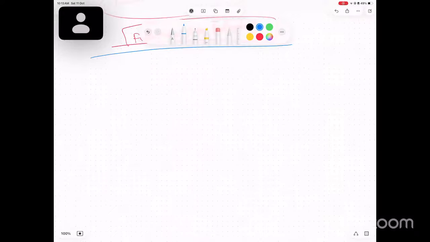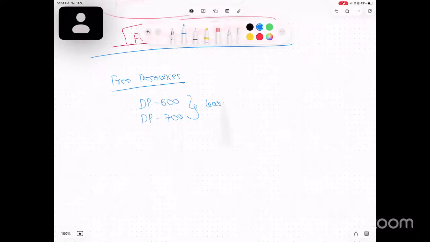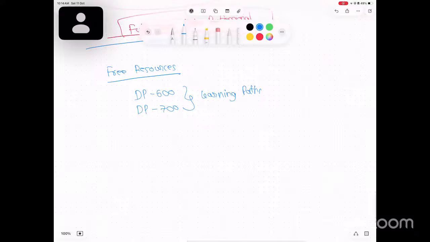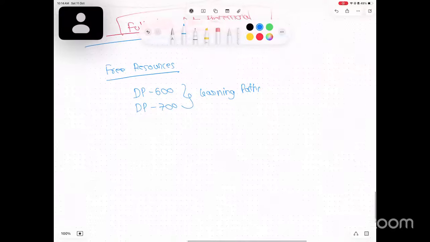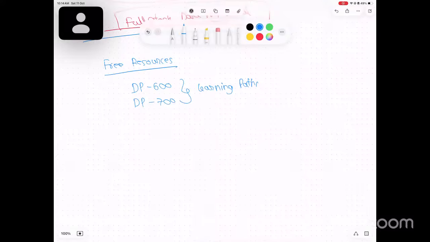So let's start with free resources. For DP-600 and DP-700 both, on the Microsoft official page itself, you will have some learning paths. If you open that page and scroll down a little, there you will find the learning paths. It's learn.microsoft.com. You'll see the URL once you click that, and those learning paths you can do. This is the official free resource.